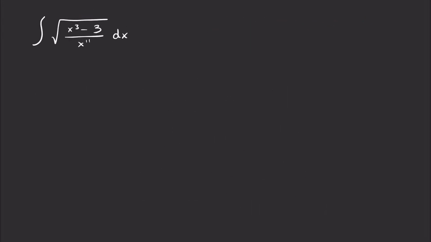Our next integral is the square root of x cubed minus 3 all over x to the 11th. So before we do this, and this is a common step, even when you're using u-substitution, your integral may not be ready to substitute right away. So for this, we want to simplify it a bit. And so to do that, we want to do something with these exponents. So this is going to be the integral of the square root of x cubed minus 3, but we want to rewrite x to the 11th.